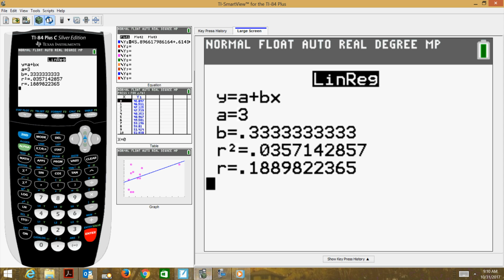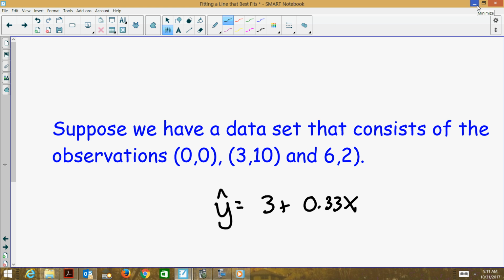Now, we are going to discuss whether or not this is a strong linear relationship or whether a linear model is appropriate to use. In this case, we have a correlation coefficient that is well below 0.5. It's 0.19. So this indicates that there is a weak positive relationship between these two variables. Still, we are able to create a linear function using the values that our calculator was able to give us.